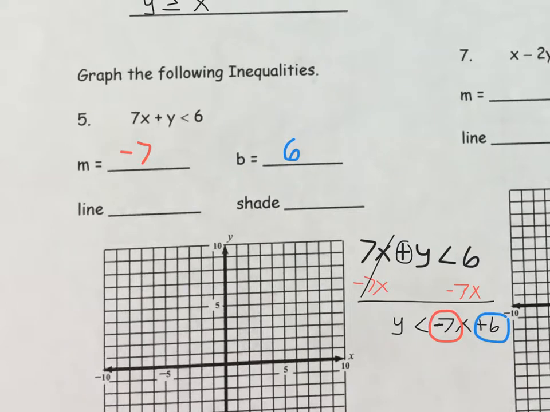The line, what type of line are we going to have? Remember, that comes from the inequality sign. That is going to be a dashed line, okay, because there is no solid line underneath. Okay, so that's a dashed line.